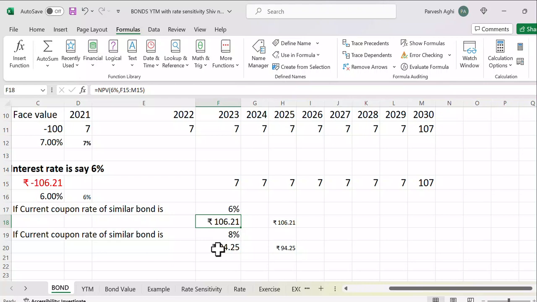Silicon Valley Bank collapsed because they were holding bonds, and they said they would hold the bonds till maturity. What happened? The Fed kept increasing the interest rates. They had bought the bonds before, when interest rates were negligible, and then interest rates started going up. So they lost almost $20 billion in the market value of the bonds.